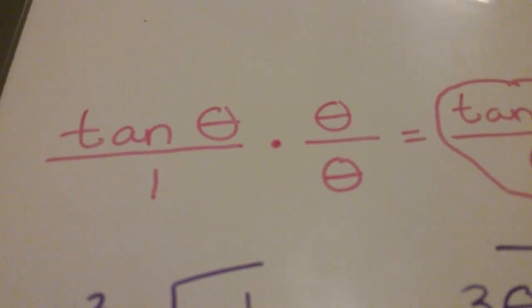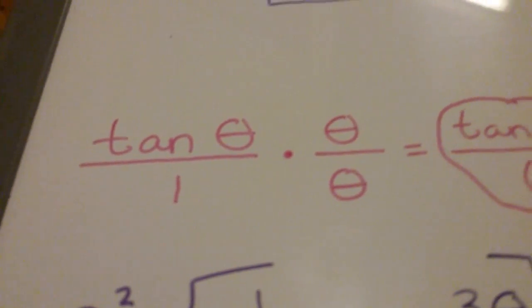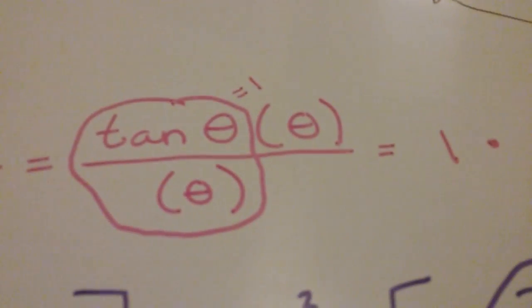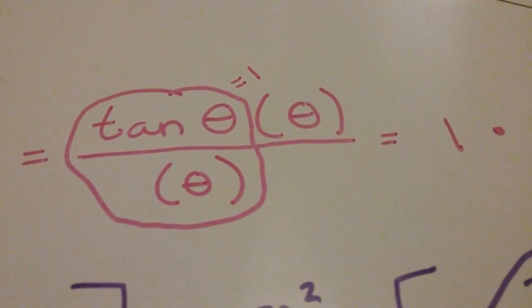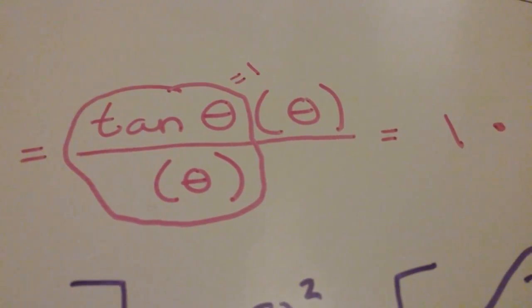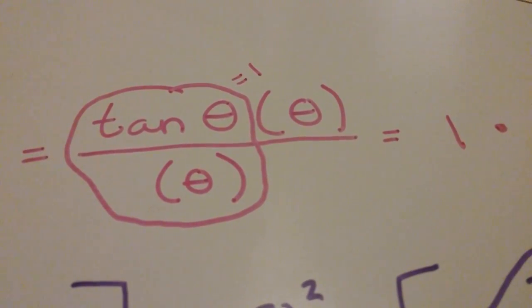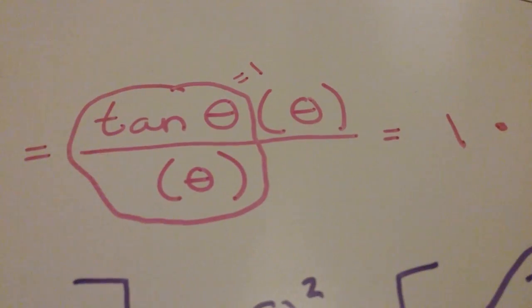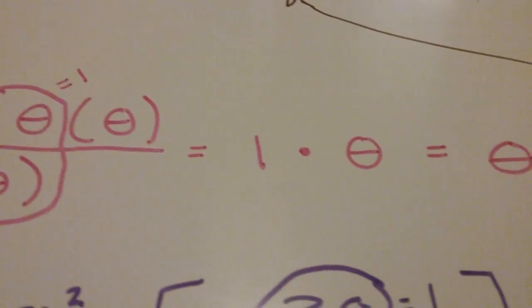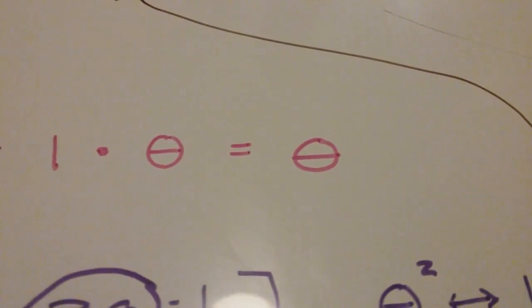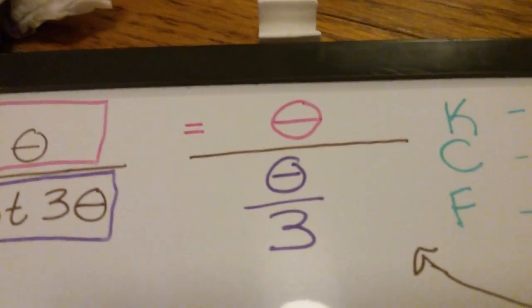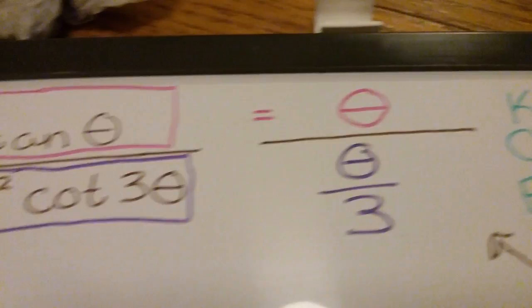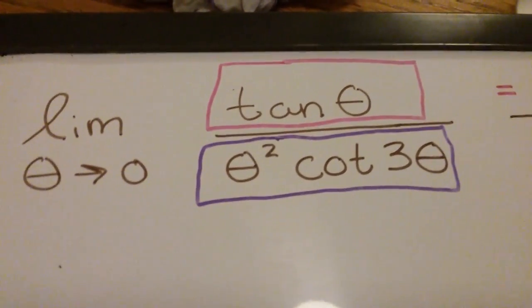We multiply the top and bottom by tangent of theta. And we'll get this. You get tangent of theta times theta over theta. The tangent of theta over theta can cancel out and make 1. So you're left with 1 times theta. So your answer is theta. So your answer for that top part is going to be theta. I wrote it there in pink. All right. That shouldn't be too hard.